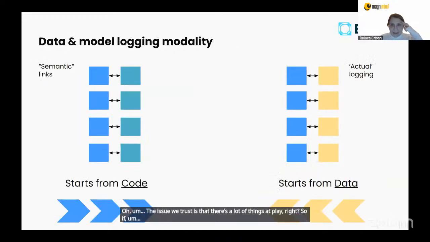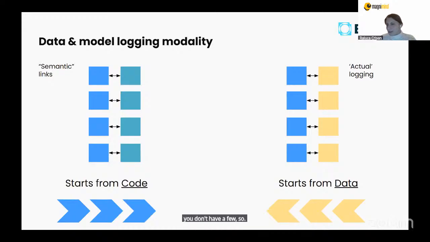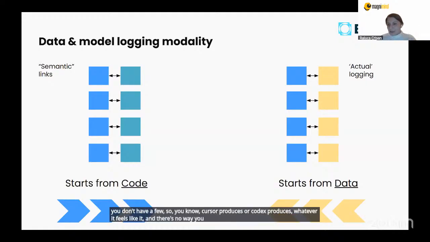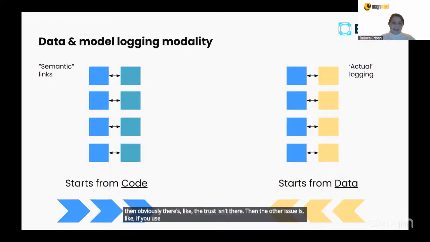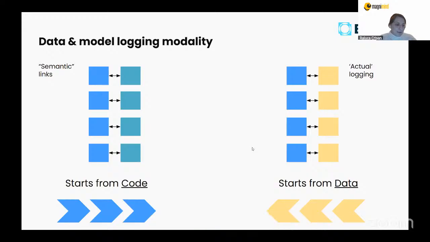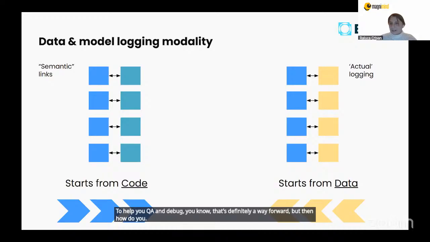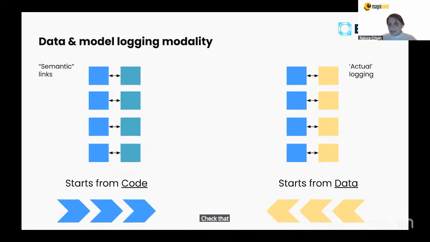Let's say you don't have a view, so Cursor or Codex produces whatever it feels like, and there's no way you can double check what it did. Then obviously the trust isn't there. Then the other issue is, if you use another coding assistant to help you QA and debug, that's definitely a way forward. But then how do you check that coding assistant? That was the demo I was actually going to do, and I probably will just do it at the end. So in a way, there has to be an element where there is a bit of reality at stake there.